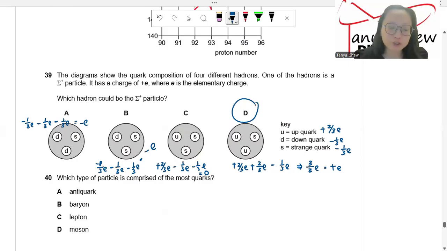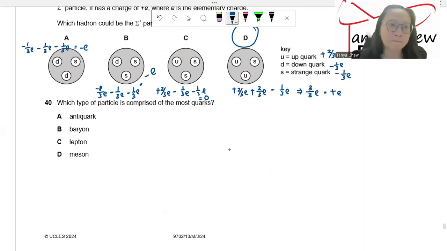Question 40, which type of particle is comprised of the most quarks? Baryon is the answer, because baryon consists of 3 quarks.